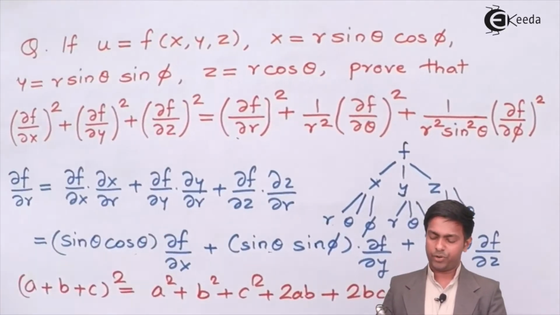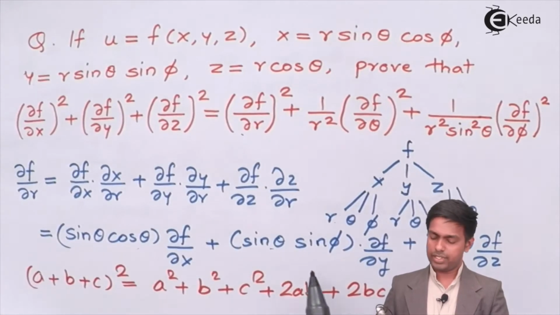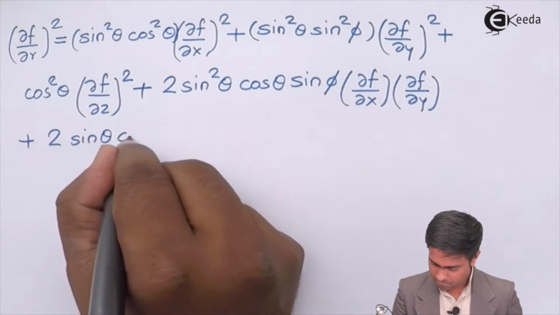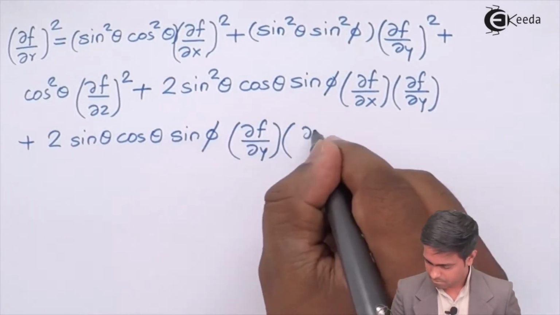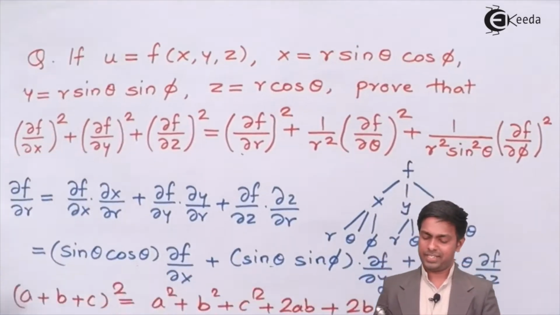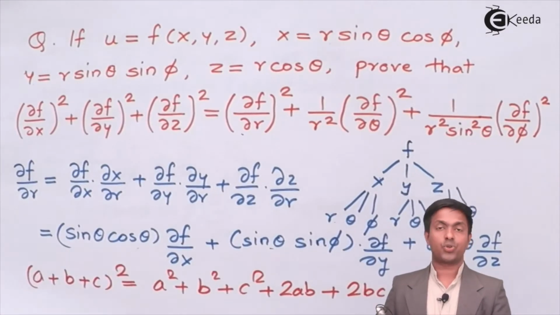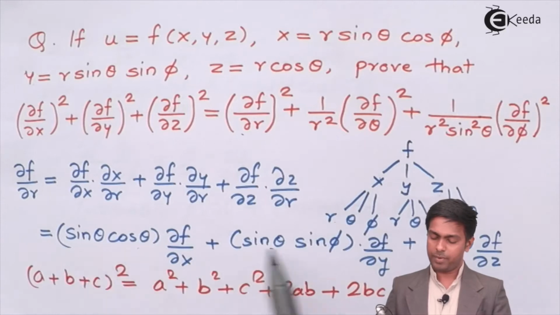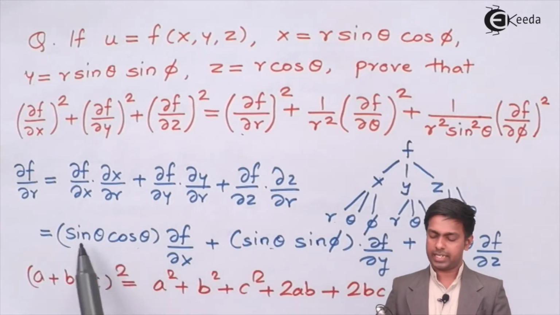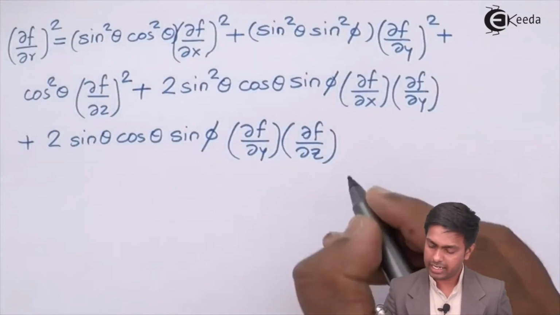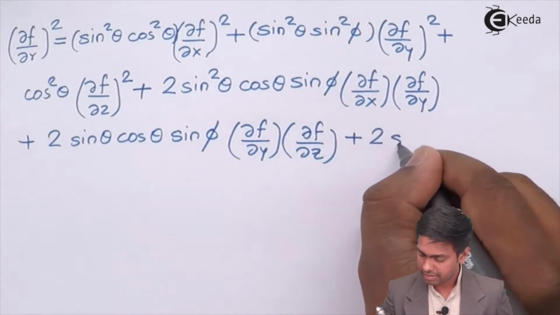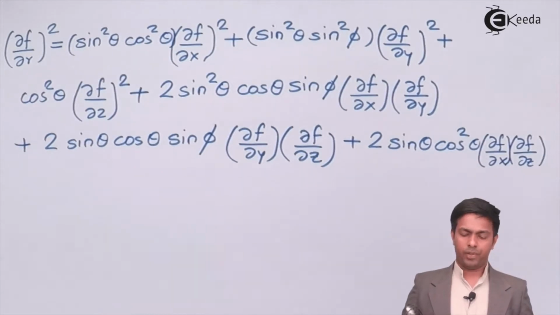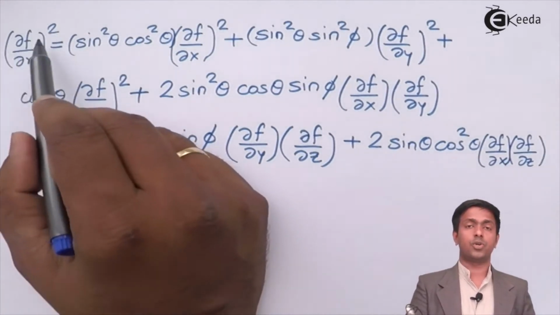Now we'll find out 2bc. So this into 2. So we'll get, now the last term is 2ca. So 2 into this is c and this is a. So if I multiply these two terms, we'll get cos square theta sin theta and this term. So here I'll say 2 times. So now we got the value of del f by del r the whole square.